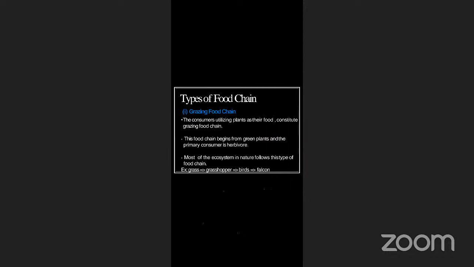So, the types of food chains. What we have discussed previously is the grazing food chain. That means the grassland food chain, where grass is the producer, then grasshopper is the primary consumer, then birds are secondary consumers, and falcon is the tertiary consumer. This is one example.